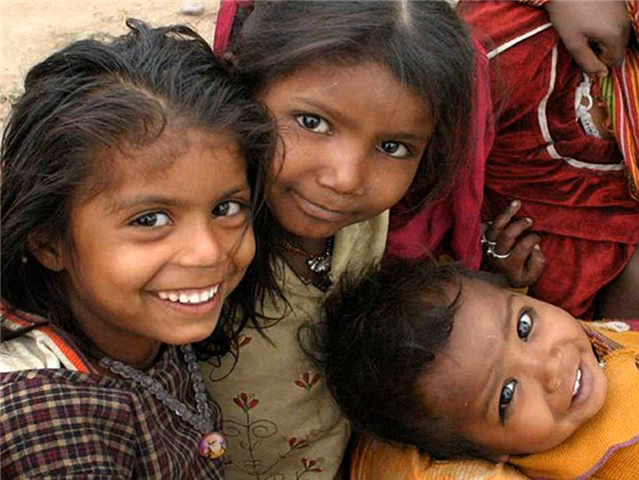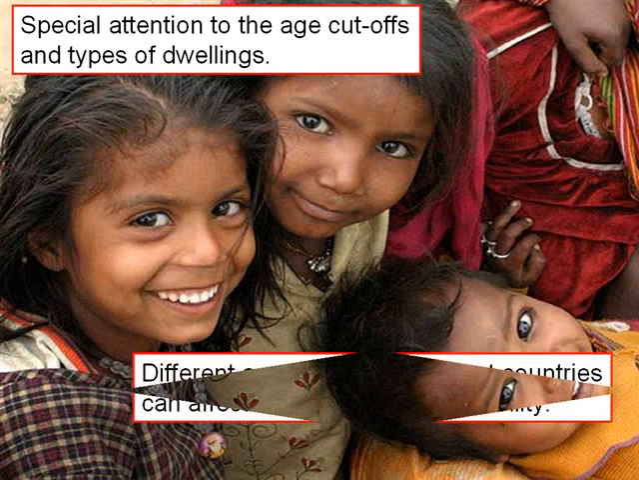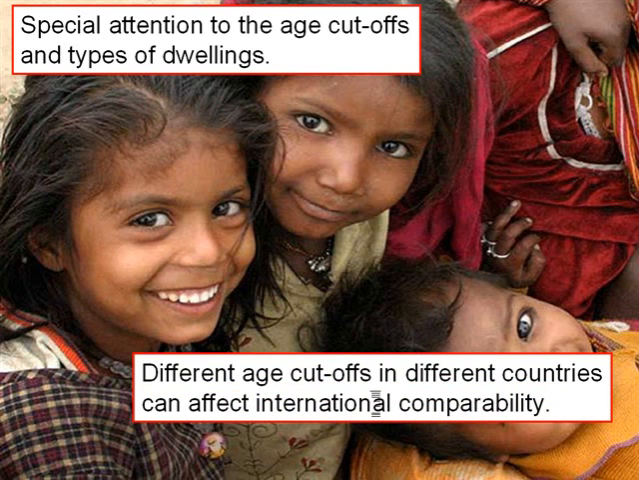We will now look briefly into some measurement issues which are specific to time use surveys. Due to increasing interest in how children and older people spend their time, special attention needs to be given to the coverage of the survey, such as age cut-offs and types of dwellings covered. Children and collective dwellings, such as old age homes, are usually excluded from household surveys. Furthermore, different age cut-offs in different countries can affect international comparability. For example, age cut-offs range from age 3 in Italy up to age 20 in Sweden. To deal with this problem, Eurostat recommends including children from age 10 or at least from age 15 in the time use surveys.